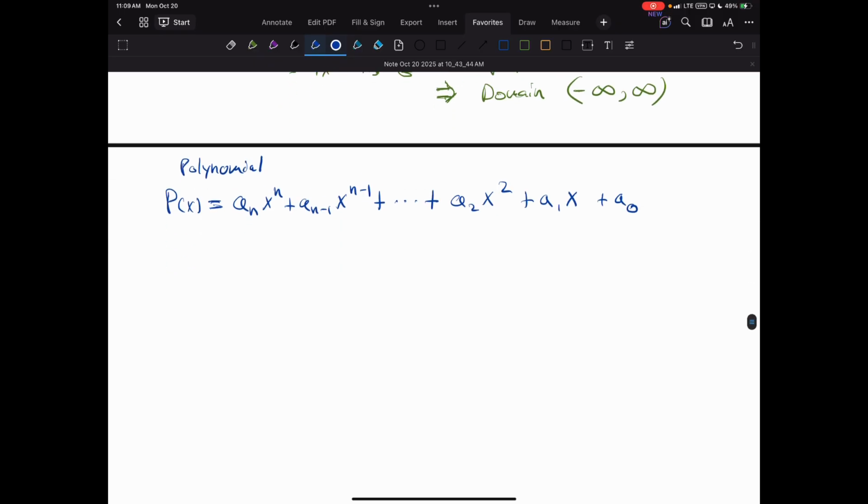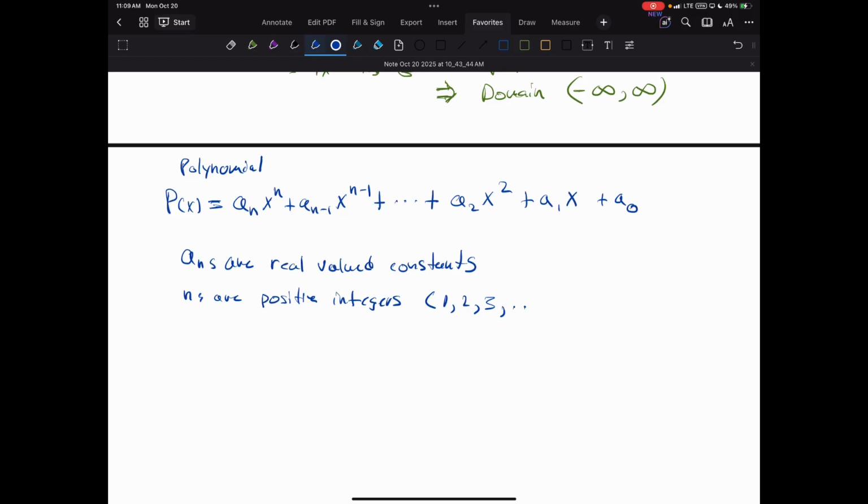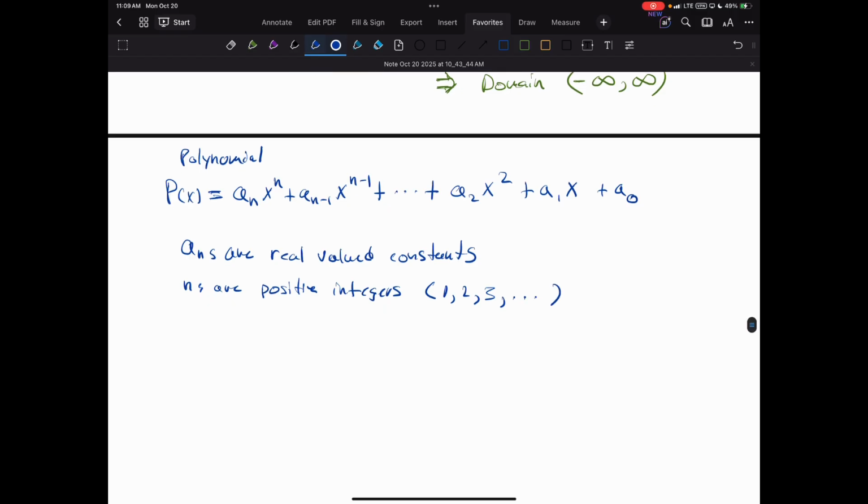And so what I'm really saying is that my a sub n's are real, that's an R, R-E-A-L, real valued constants. And my n's are positive integers. That would be like 1, 2, 3, dot, dot, dot, up to infinity.